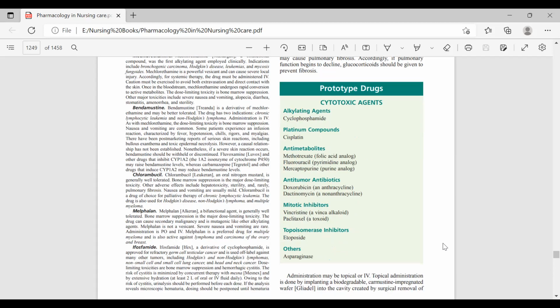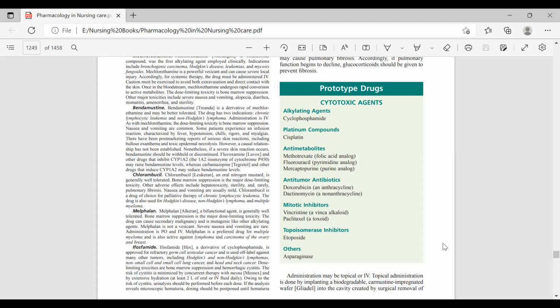Come towards chlorambucil. The chlorambucil is a nitrogen mustard, is generally well tolerated. Bone marrow suppression is the major dose limiting toxicity, and other effects are hepatotoxicity, sterility, and rarely pulmonary fibrosis. Nausea and vomiting are mild. It is a drug of choice for palliative therapy of chronic lymphocytic leukemia. The drug is also used for Hodgkin's, non-Hodgkin's, and multiple myeloma.